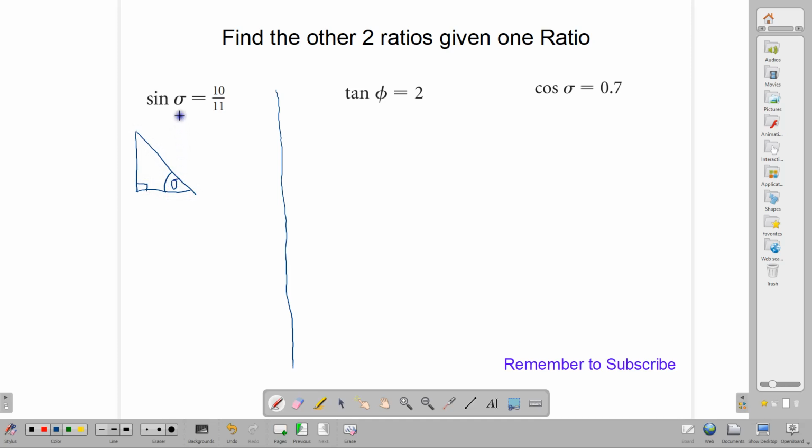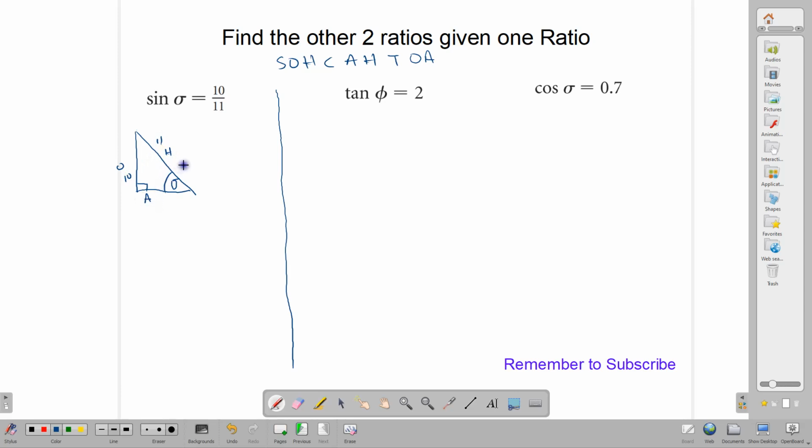Now, the sine of this angle is equal to 10 over 11. Sine, as you remember, is opposite over hypotenuse, cosine is adjacent over hypotenuse, and tangent is opposite over adjacent. So the sine of the angle is opposite over hypotenuse, which means this is the opposite side, this is the hypotenuse, this is the adjacent side. It's 10 over 11. So this side is 10, this side is 11. And what we want to find is the adjacent side.